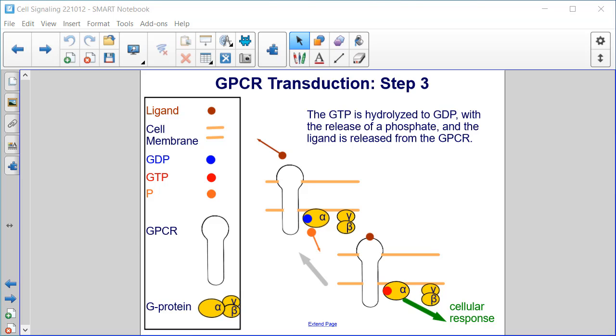Step 3. The GTP is hydrolyzed to GDP with the release of a phosphate. You can see here now we have a GDP and a phosphate, and the ligand is released from the GPCR.